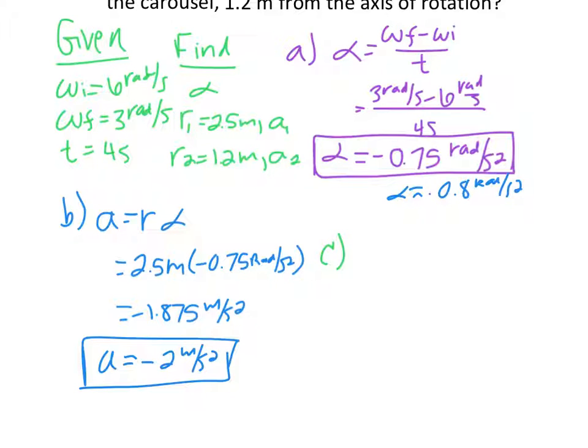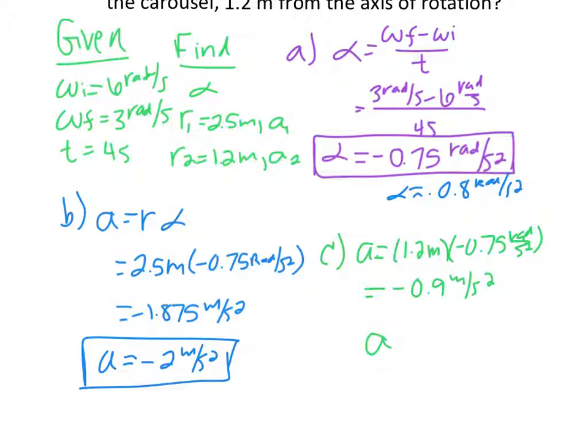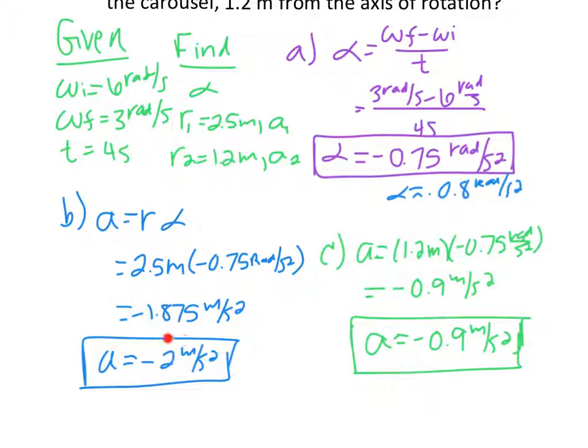And then part C, acceleration equals the radius, 1.2 meters, times the angular acceleration, negative 0.75 radians per second squared. This equals negative 0.9 meters per second squared. So someone closer to the center of the carousel is going to have a smaller linear acceleration, even though everyone on the carousel has the same angular acceleration. That also means that this person is moving more slowly than this person.